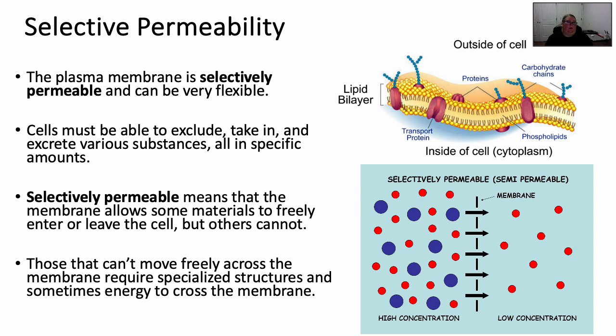For the things that can't directly move by diffusion across the membrane, we have specialized structures, specialized proteins, and those are going to help move things like large molecules or polar molecules across our membrane. For some things, we're also going to need energy in order to move them across the membrane. So our main component that's going to move these things that can't directly diffuse across are going to be transmembrane proteins.